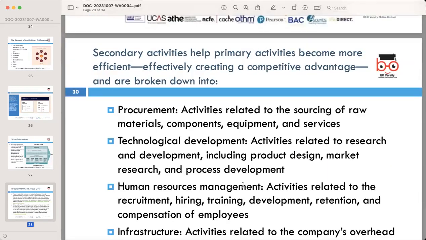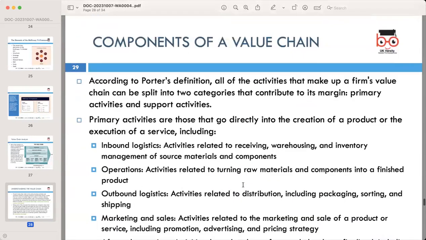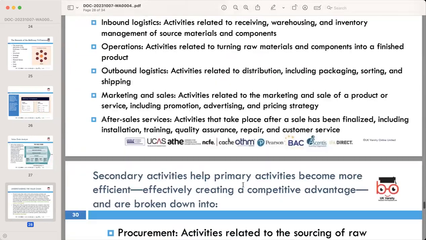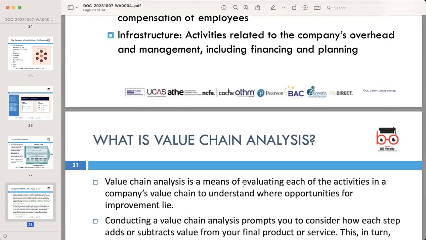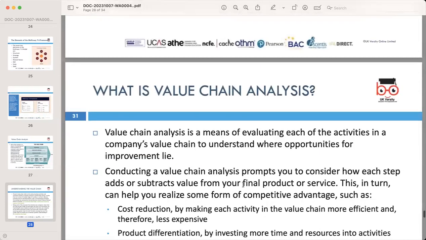So basically, by conducting a value chain analysis, all of these are benefits of value chains. So next one is value chain analysis. What is value chain analysis? Anyone is there? Any comments?